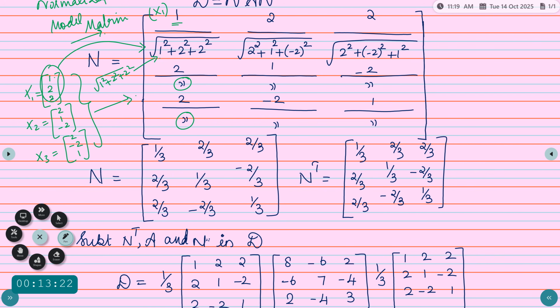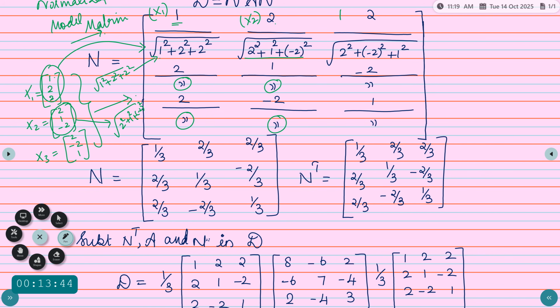Next, for the second column, you are going to take the second eigenvector, that is x2. See here, 2, 1, minus 2. So first 2 divided by the square root of all the values: root of 2 square, 1 square plus minus 2 the whole square. So you are getting this answer here, and here also the same.